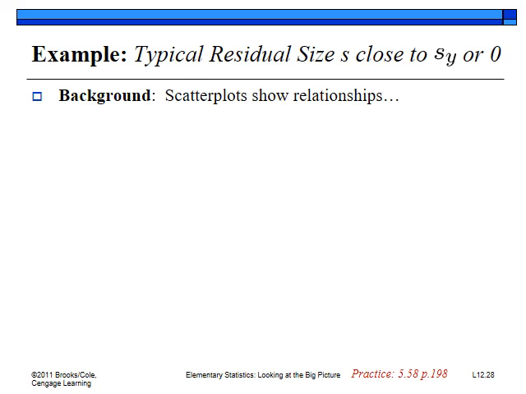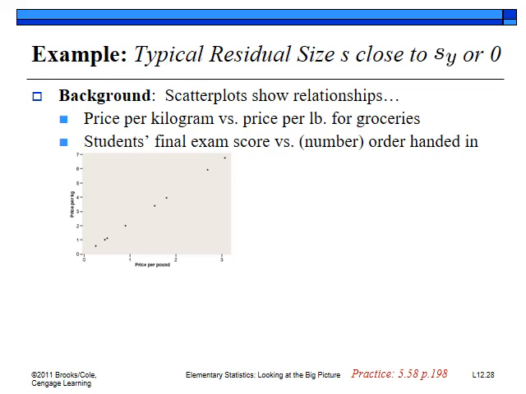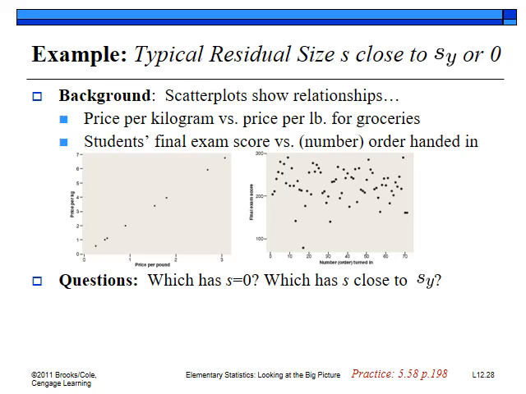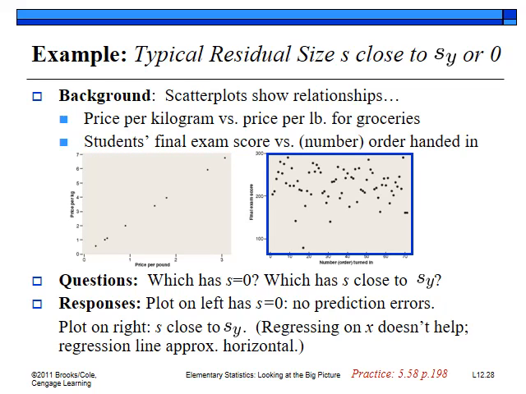Here are two examples. The first shows a relationship between price per kilogram and price per pound for groceries. We expect those to line up perfectly. And students' final exam score versus the order it's handed in. One of these has an S value of 0. The other has an S value close to the standard deviation for the y's. Of course, the one on the left is the one with S equals 0. We can perfectly predict the price per kilogram based on the price per pound. The one on the right, however, has S close to the standard deviation for y.